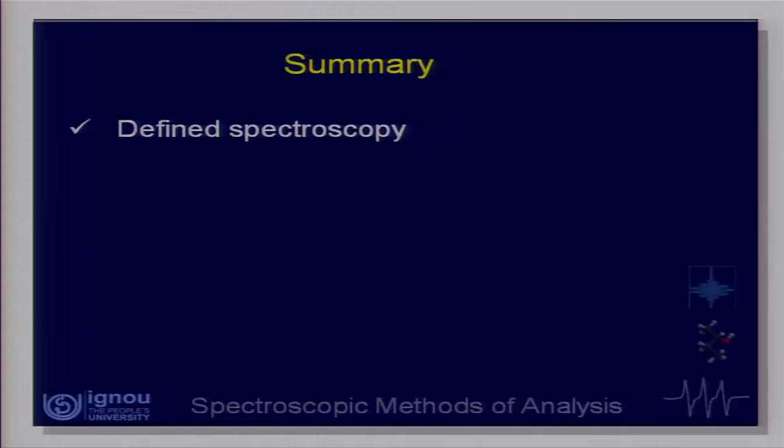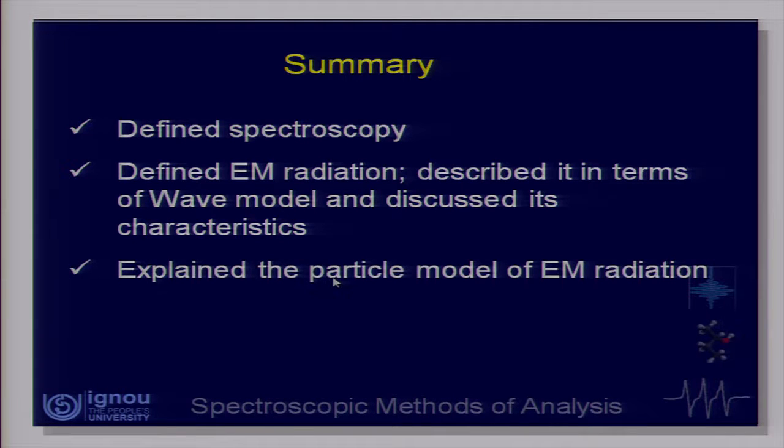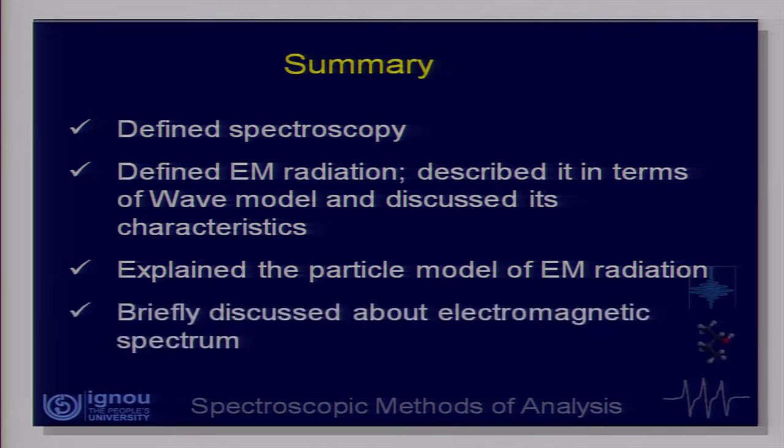Okay. Now, let us sum up what we have done today. We basically started by defining spectroscopy as the study of interaction of radiation and matter, and then we took up the first part of it, the nature of radiation. In this context we defined electromagnetic radiation in terms of the classical or wave description, and thereafter we discussed its characteristics. Then we came to the quantum mechanical or particle model of EM radiation, and towards the end we briefly touched upon the electromagnetic spectrum.